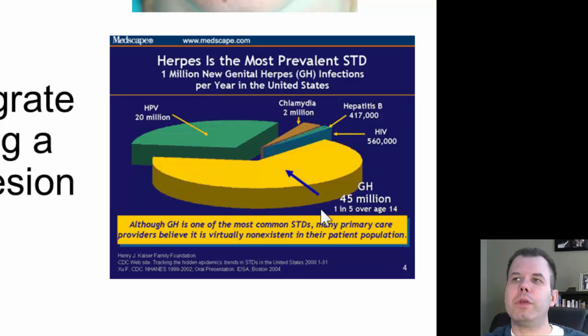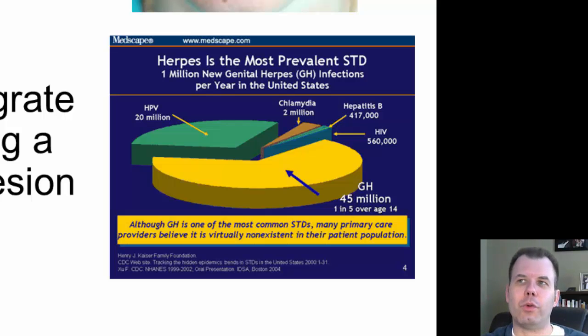That's in the millions and again tens of millions range. And so again, 45 million have genital herpes, and it's probably the most prevalent STD that we have in this country. HPV is about 20 million, but that's really a silent infection a lot of times. There's not a lot of times where you actually see the infection.